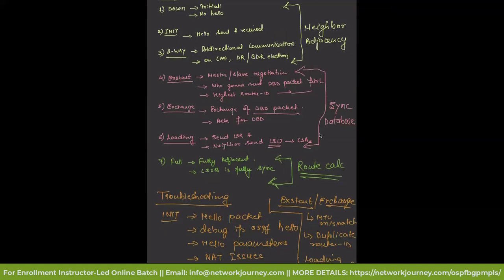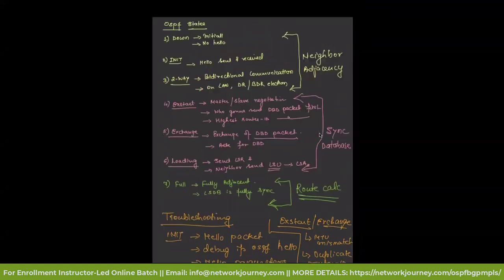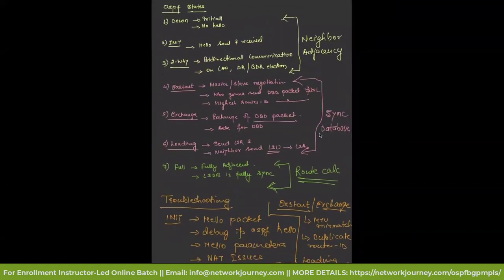If you get stuck in the two-way state, check your layer two, because in two-way, DR and BDR election sometimes happens. So if layer two is broken, then you can get stuck in two-way. These are some of the things you need to check when you are troubleshooting neighborship. So this is all related to your OSPF states.